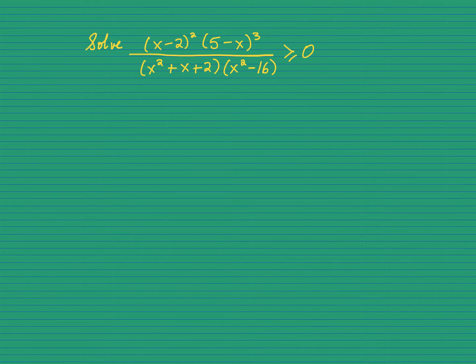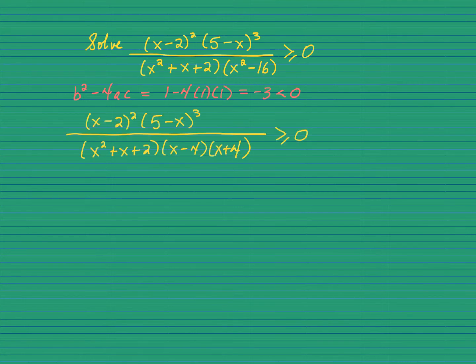I know this because the discriminant, b squared minus 4ac, is equal to 1 minus 4 times 1 times 1, which is minus 3, which is less than 0. So I know that that piece does not factor. It's irreducible. Now this is a difference of squares, which factors easily as x minus 4 times x plus 4. So I've gone ahead and I've factored completely.